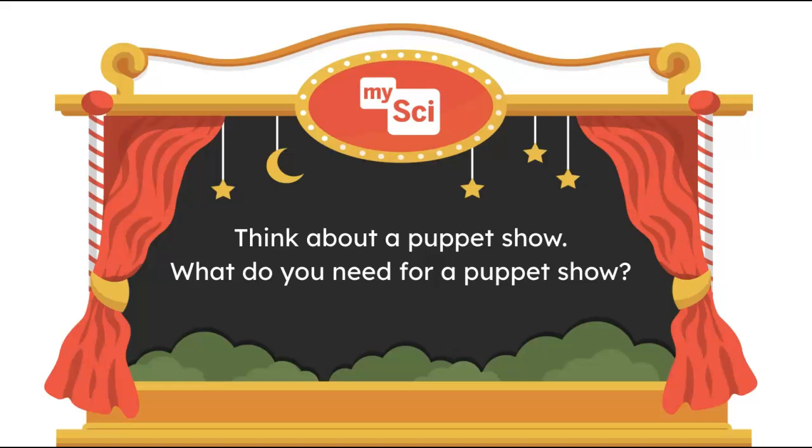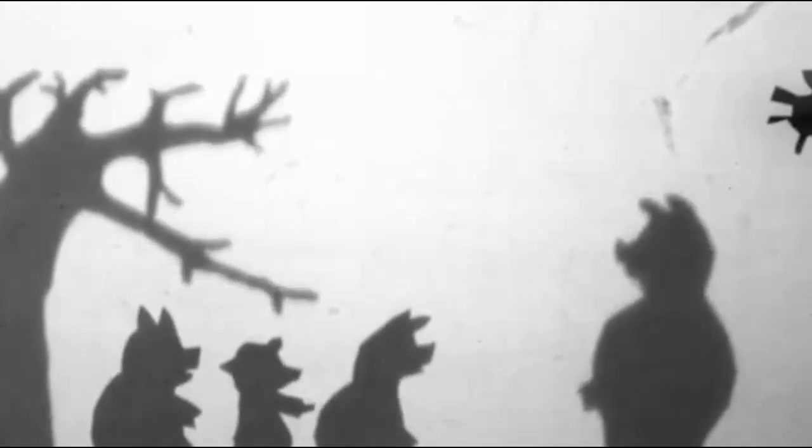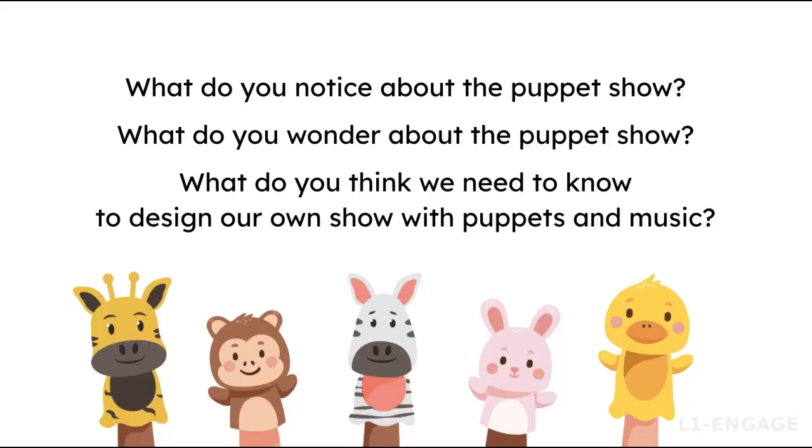You'll begin the Lesson 1 Engage by introducing students to the anchoring phenomenon. You'll ask students to think about a puppet show and what they need to put one on. You'll play students a puppet show of the Three Little Pigs. And you'll ask them what they notice and wonder about the show. You'll also ask what they think they need to know in order to design their own show with puppets and music.